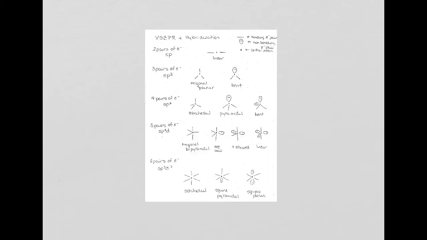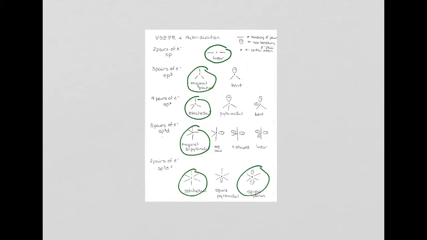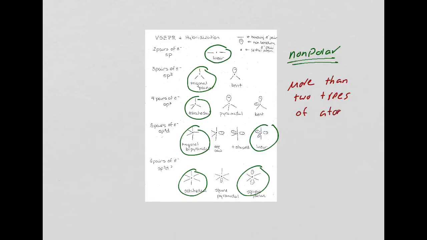I'm going to circle the geometries that are considered non-polar. The ones that I'm circling, these two included, are considered non-polar. And that's the first thing. Every time you have more than two types of atoms, I'm going to write that again because that's really key, that will automatically be polar.